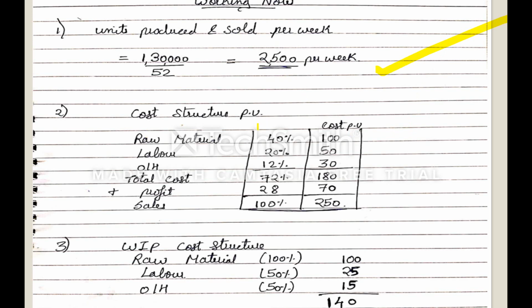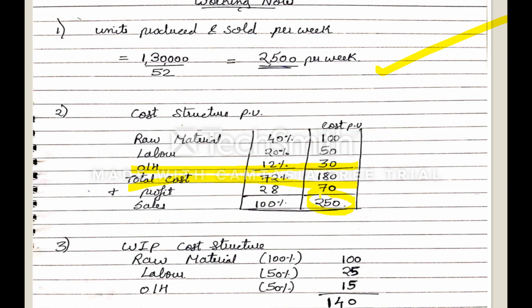Second is cost structure. Under cost structure, how do I prepare? This is my original cost structure, friends. Raw material plus labor plus overhead gives me total cost. Once I get the total cost, add the element of profit and I'll get sales. They have given every piece of information as per the problem: 40%, 20, 12, so total 72, and 28 was margin, that is gross profit, and sales 100%. Now the sales answer is given, which is 250.